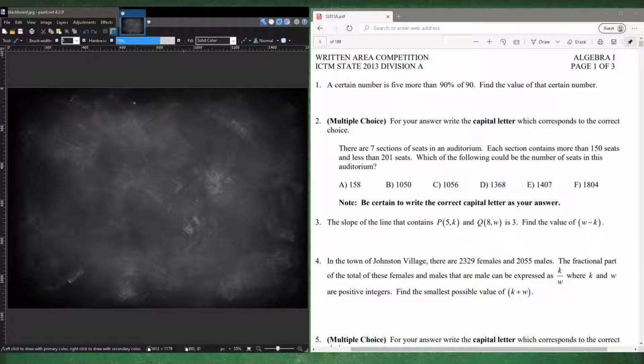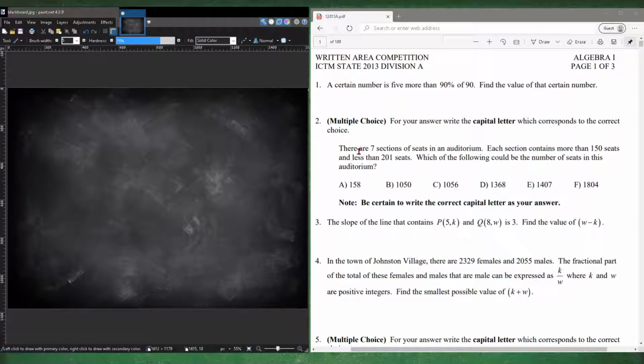Okay, number 1. A certain number is 5 more than 90% of 90. Find the value of that number. So 90% of 90 is just 9/10 of 90, and since it's 5 more, just add a 5. So cancel out the 10 to make a 9, 9 times 9 is 81, plus a 5, 86. And that's your answer. I prefer to usually work on number 1 by hand. Usually it's simple, so you could do it with a calculator, but it's kind of slower.